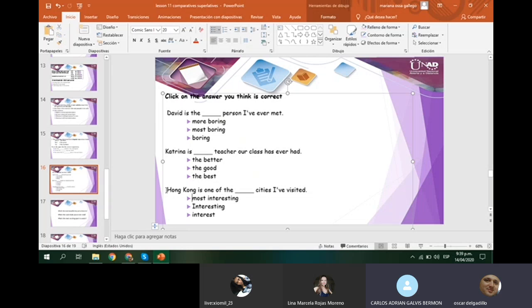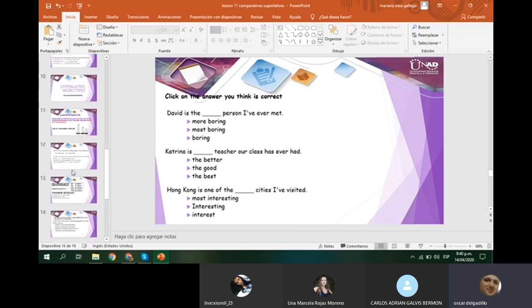Okay, and the last sentence. Hong Kong is one of the most interesting cities I've visited.